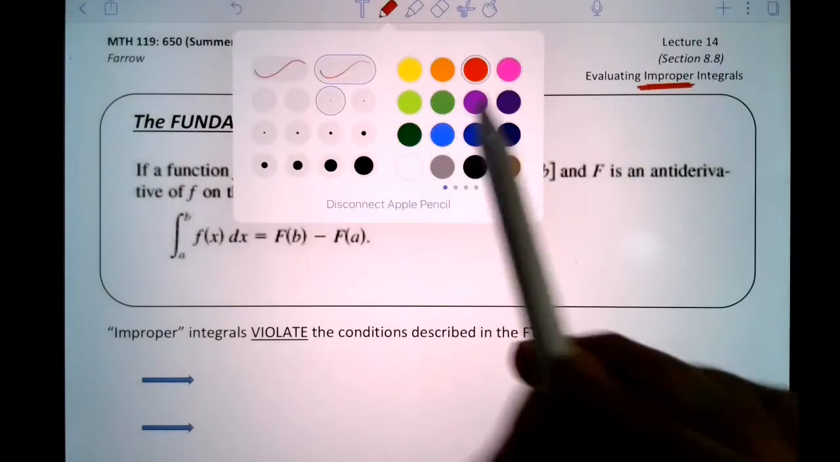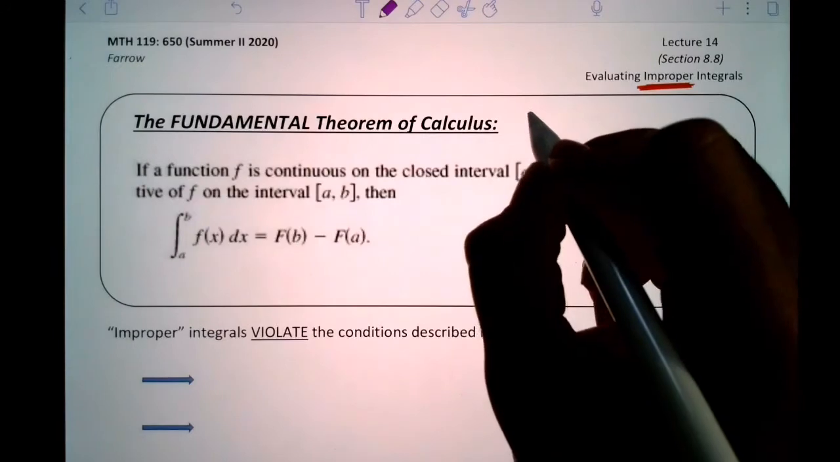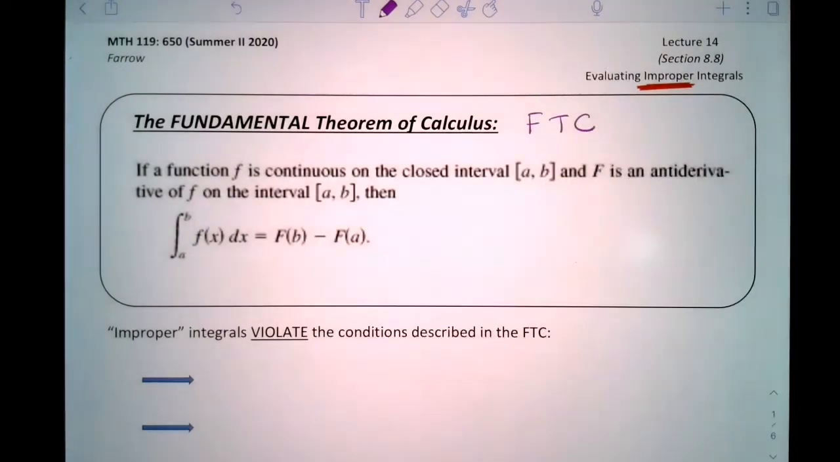All right, so here's our fundamental theorem of calculus, which I often refer to as FTC. You use it all the time, and there are two conditions that you have to have in order to apply the fundamental theorem of calculus. Every single definite integral you've ever been presented with has passed these two conditions. So what we're going to dive into in this section is what do you do with a definite integral that does not pass these two conditions.